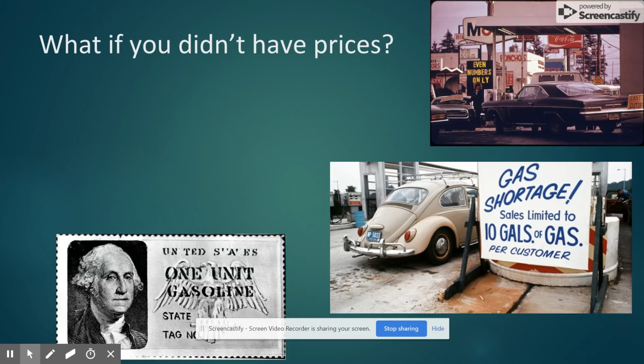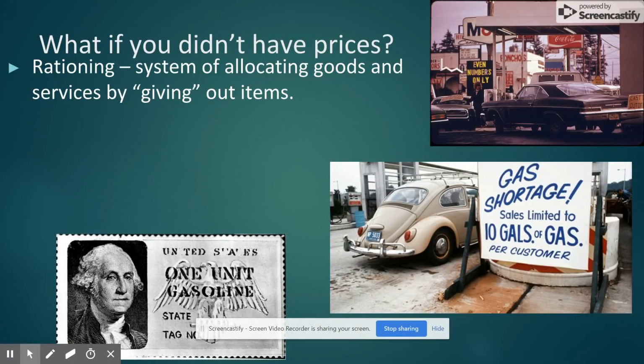So what happens if you don't have prices? It's hard to even imagine a world without prices, but we want to understand the advantages of pricing, so we've got to recognize what it would be like without it. Well, the only other way of allocating goods is to ration them. This is essentially what you did in the winter storm scenario.